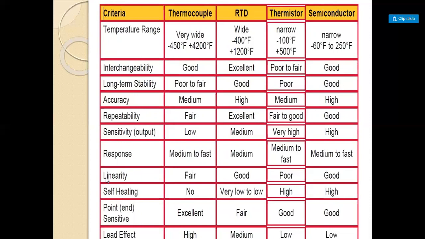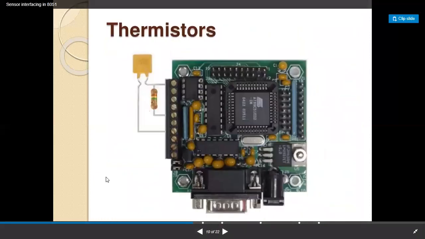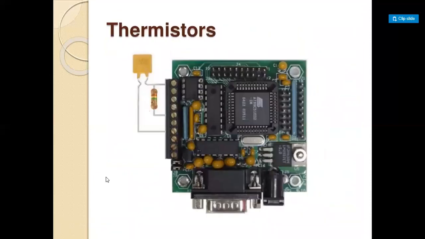Interchangeability: good, excellent, poor to fair, good. Long-term stability: poor to fair, good, poor, and good. You can see the accuracy is medium high, medium high. Linearity for the thermocouple is fair, RTD is good, thermistor is poor, and semiconductor is good. Lead effect is high for thermocouple, RTD medium, thermistor low, and semiconductor again low. So these are the criteria for the thermocouple, RTD, thermistor, and semiconductor. Now this is the circuit diagram of the thermistor.